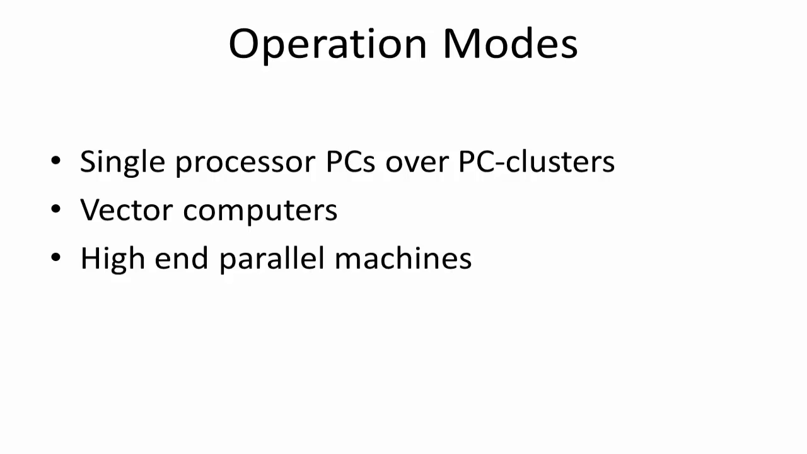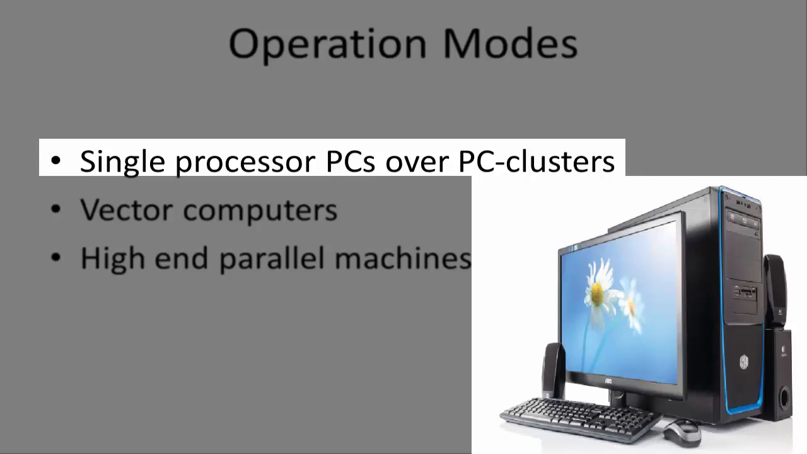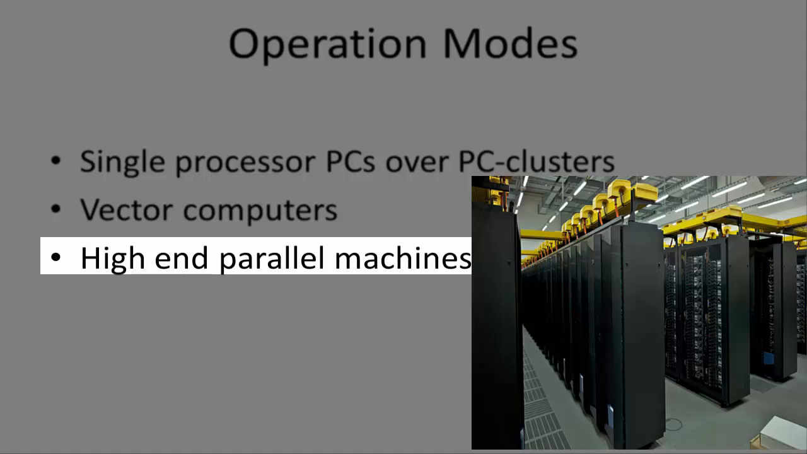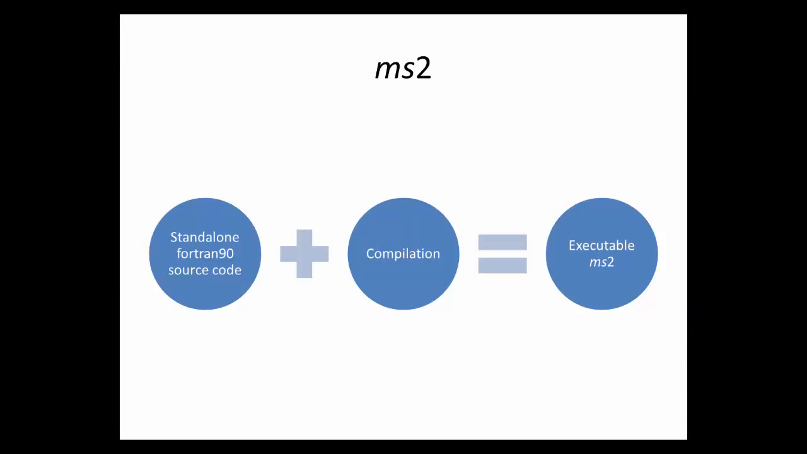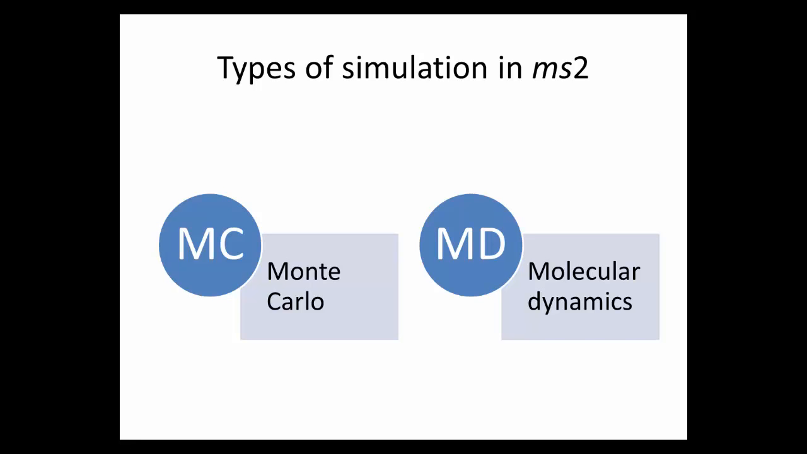ms2 can be operated on a broad range of computer architectures, spanning from single processor PCs over PC clusters and vector computers to high-end parallel machines. It is a standalone Fortran 90 code and is provided as a source code. It only needs to be compiled on your machine. With ms2, one may perform both Monte Carlo and molecular dynamics simulations.